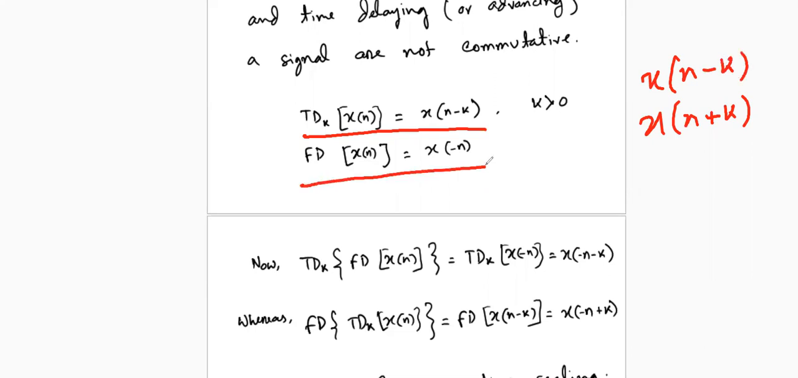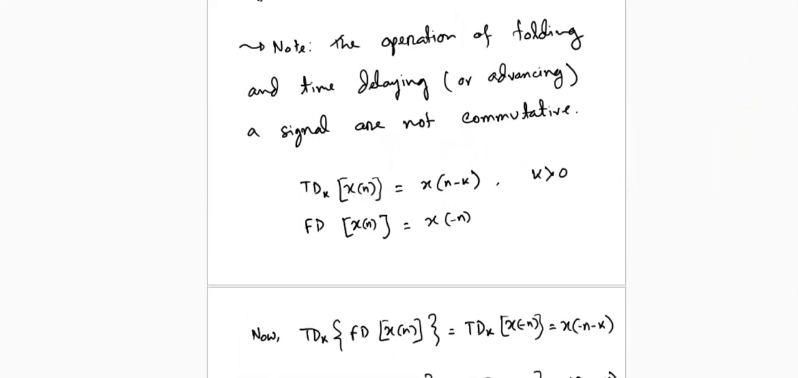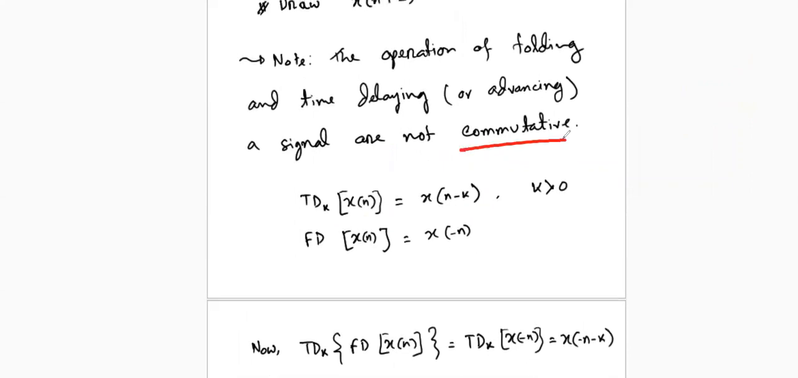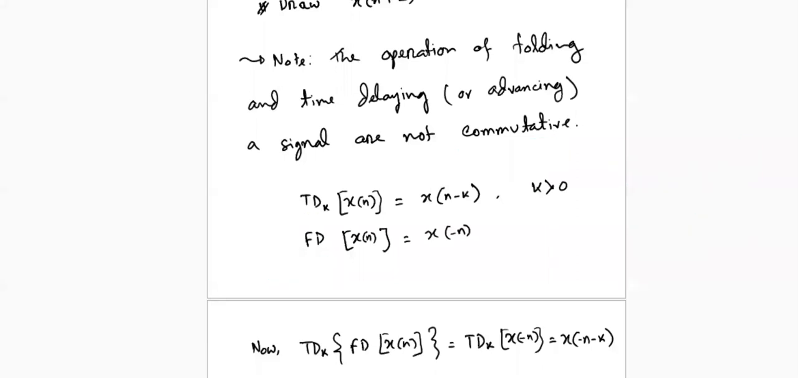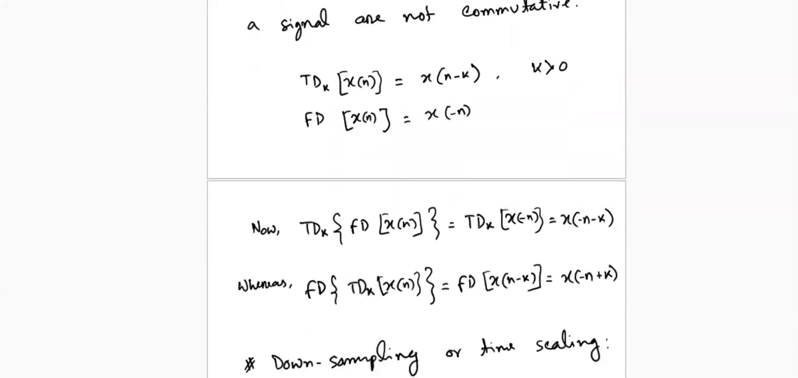And the folding operation, if we talk about these two operations, they are not commutative. It means that doing the time delay operation and then the folding operation is not equal to doing the folding operation and then the time delay operation. So if I do the time delay and then folding operation, you can't say that folding and then time delay will give you the same result. So you need to be careful about this. So this is not a linear combination. This is a non-linear combination.